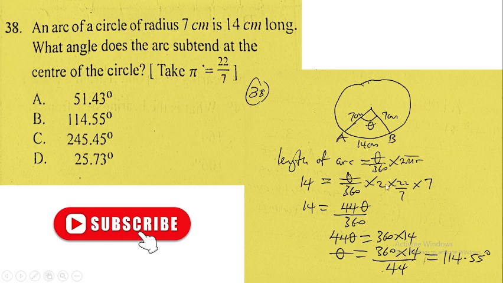114.55 degrees. So that means the angle this arc obtained at the center of the circle is 114.55 degrees. And option B is the correct option. I hope you understand that as well.